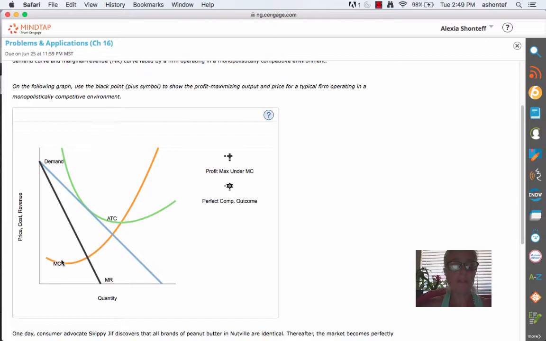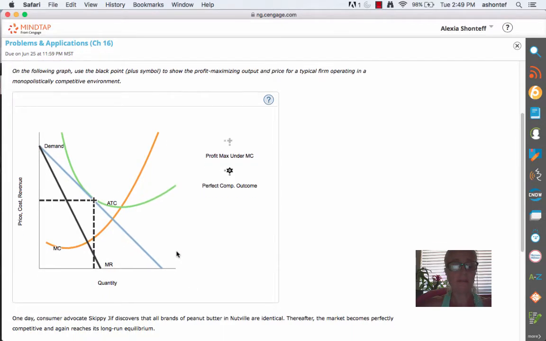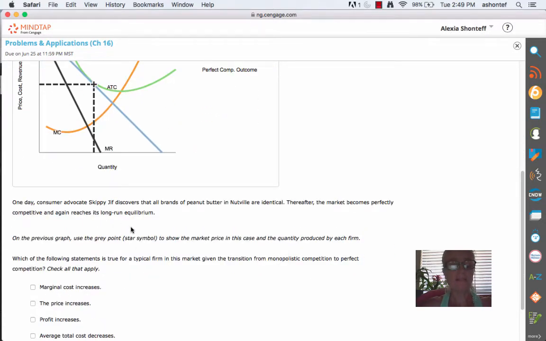So just from that previous question, what do we do? We find where marginal revenue intersects marginal cost, and then we price accordingly. And you're always going to go up to where demand is. So we come up here to this point. Remember, we're going to click this and put it there. So you'll click. And then it says, and I'm not going to do this part for you, I think you can do it. It says, suddenly peanut butter in Nutville, it's all identical and the market's become perfectly competitive.